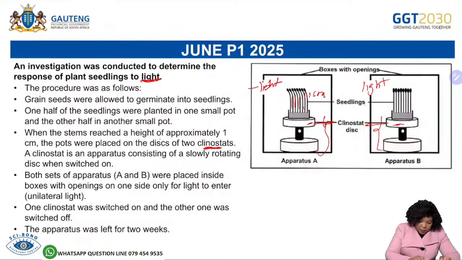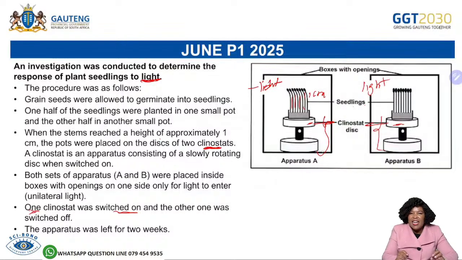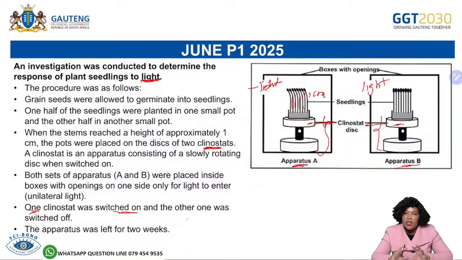Then one clinostat was switched on and the other one was switched off, meaning when the clinostat is switched on, it is rotating. That disc will be rotating. The other one is not rotating, but at this point we don't know which one was switched on and which one was switched off between the setup of apparatus A and apparatus B. The apparatus was left for 2 weeks. In these 2 weeks, what do you do as a scientist? You are observing.